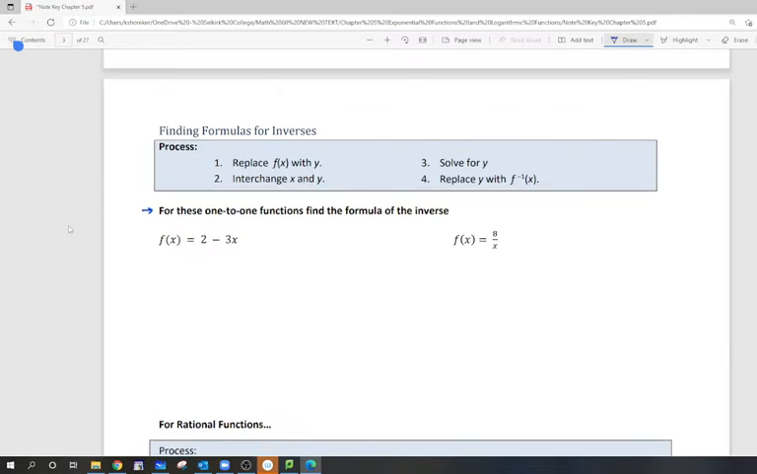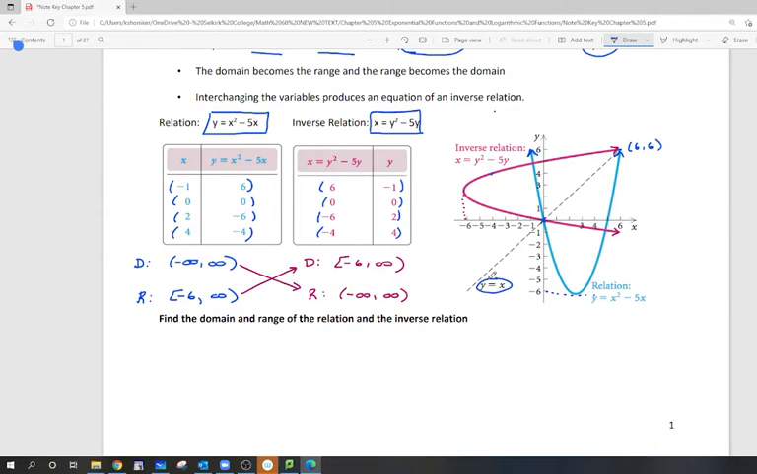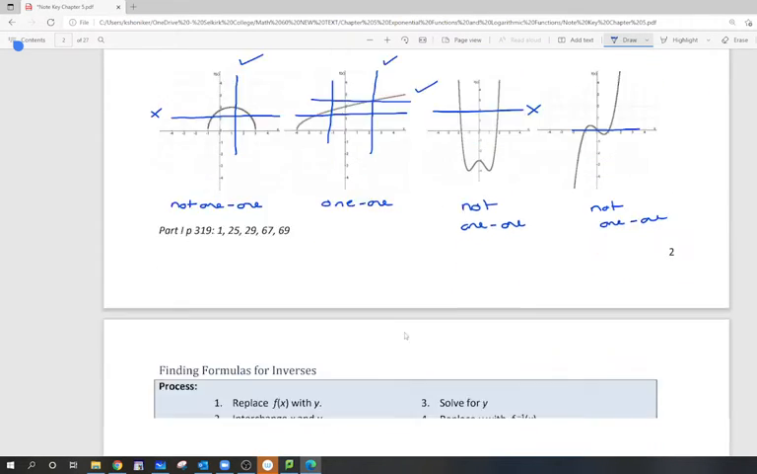Now we already sort of did this, right? We did this back in this example here. We had a relation y equals x squared minus 5x, but because this wasn't one-to-one, we just left it as x equals y squared minus 5y, right? Plus it's really complicated to take this equation and solve for y. We don't need to write it as a function, so we just left it like that. Whereas these ones, we are going to go a step further.